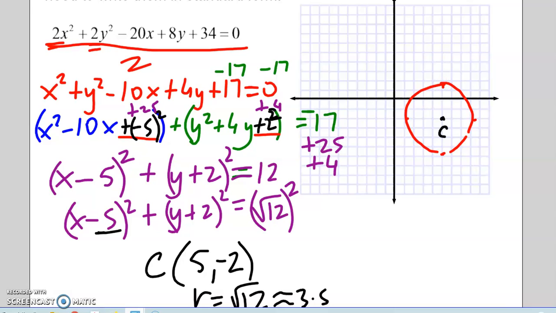Oh, that one didn't come out so well. Let's try it again. Okay, and then that's it.